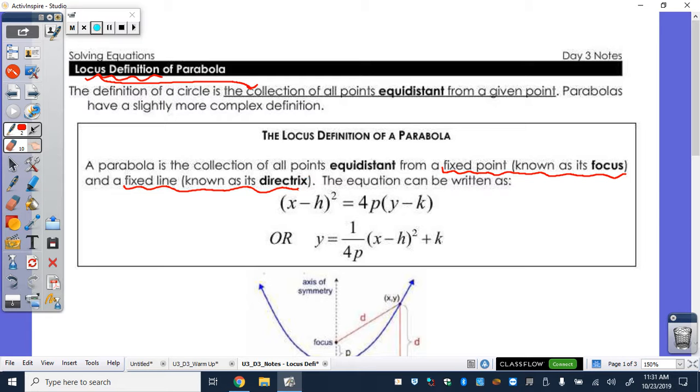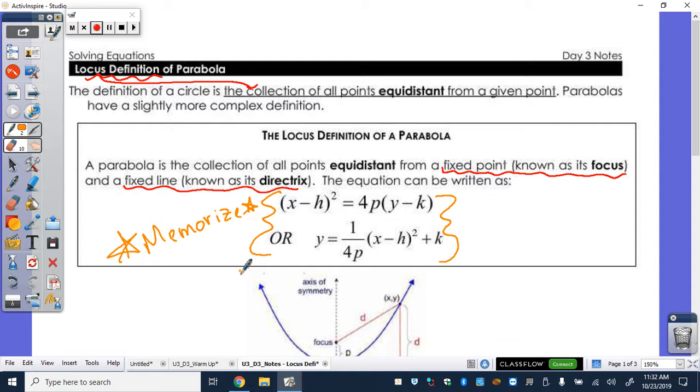Now here's the same equation, just written in two different ways. It does not matter which one of the two that you use. However, you do need to memorize it. That will not be given to you.